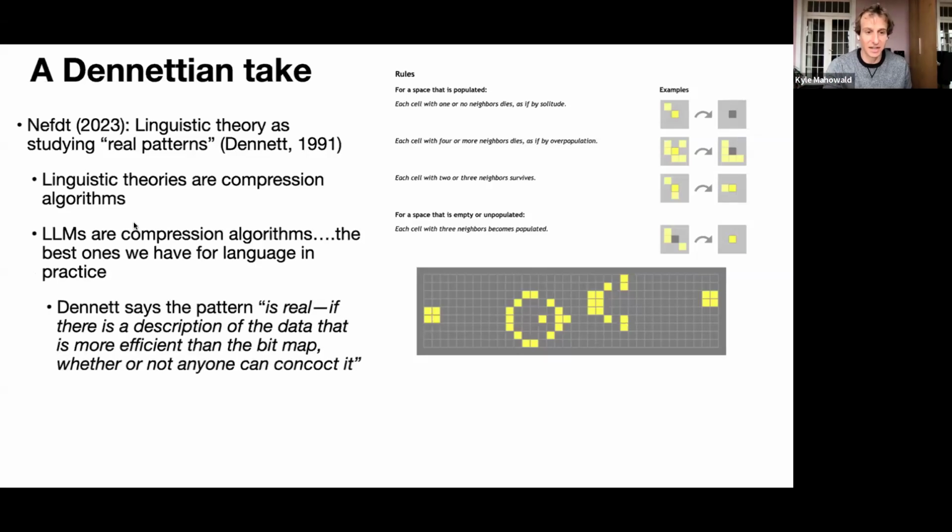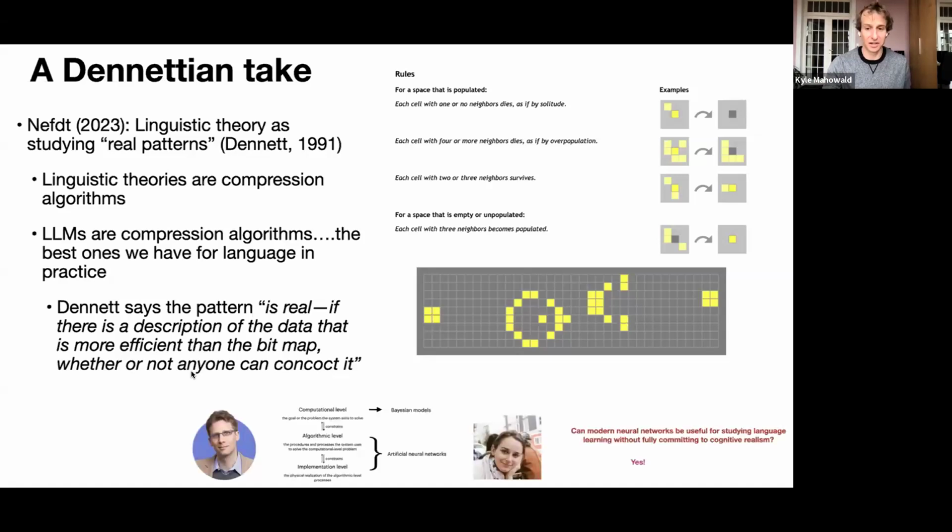And so, as Dennett says, the pattern is real if there's a description of the data that is more efficient in the bitmap, whether or not anyone can concoct it. And so if language models are learning an efficient compressed representation of the data, and the data is being generated by something which has this underlying structure, if they're doing a good job, they should really be learning that also. And so I think this is the theme.